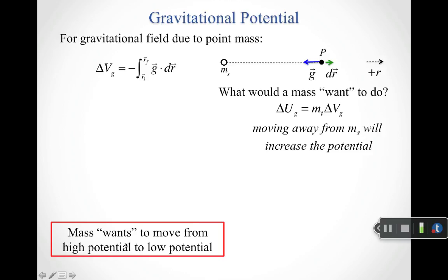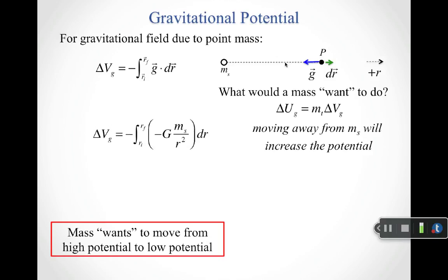This tells us that what mass wants to do is move from high potential to low potential. It wants to move from far away and get closer. So mass wants to move from high gravitational potential to low gravitational potential. Doing that decreases the gravitational potential energy. That's what's always going to happen when you let your system go: it's always going to work to decrease its potential energy. In this case, it does it by any mass that you put out here moving from a high potential point to a low potential point within the field.